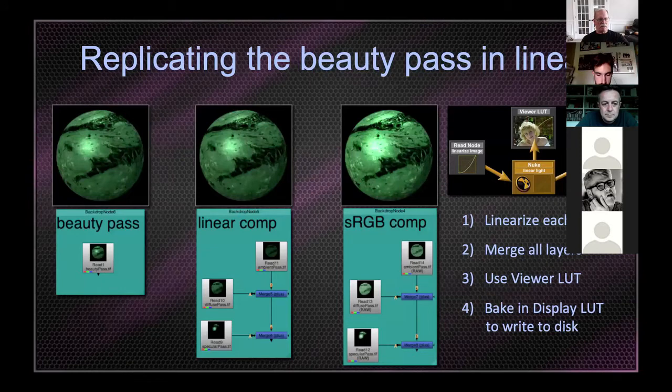Now on the left is the beauty pass. In the middle is the linear composite. The separate layers were composited in linear, and you'll notice it matches the beauty pass very well. Here, the sRGB comp, the same layers are summed together in sRGB, and the results are very different and quite wrong. So for CGI, you have to linearize all your passes, merge all the layers, and then use a viewer LUT, and then you bake in a LUT to write out your finished shot.